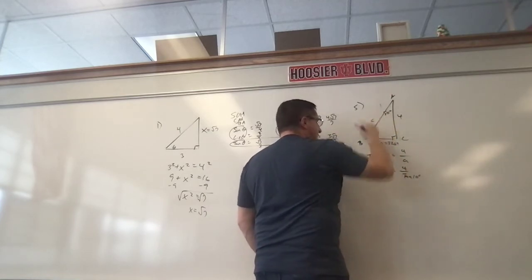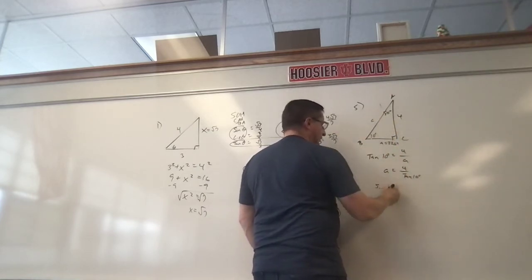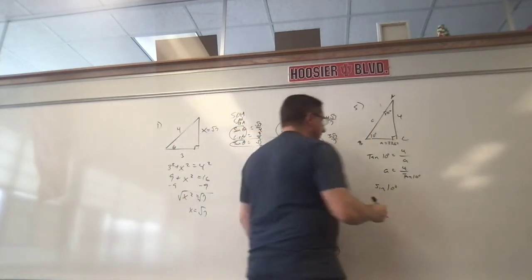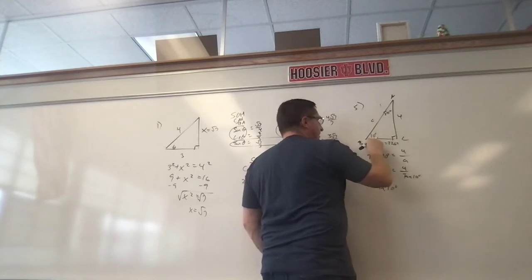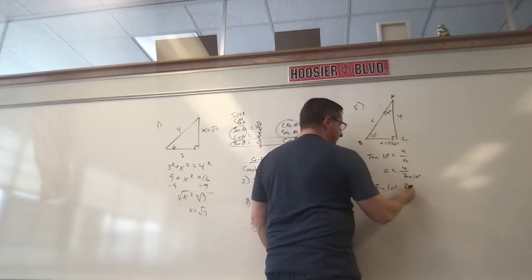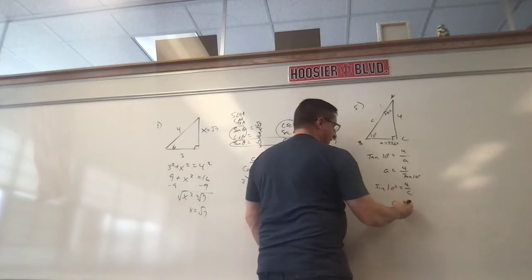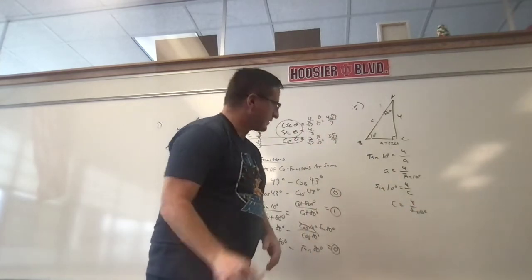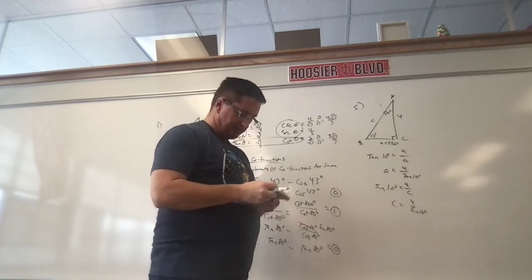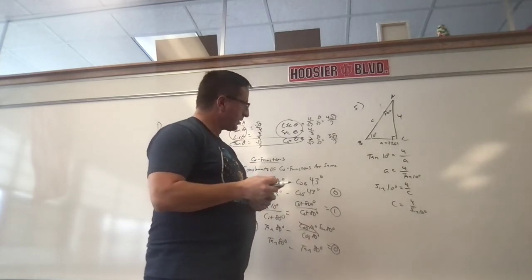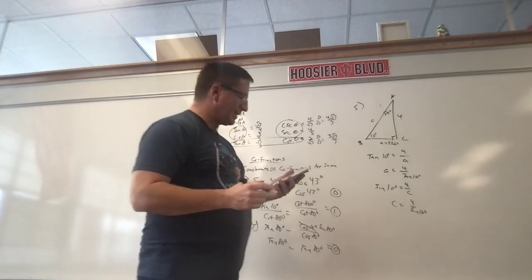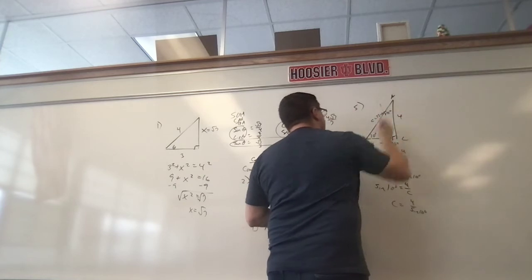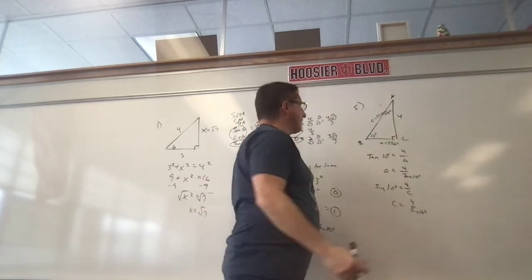So this is opposite my hypotenuse, so it's the sine. The sine of 10 degrees. Again, if you're wondering which angle to use, it doesn't matter. The sine of 10 is opposite over hypotenuse, 4 over C. Again, switch spots here. C equals 4 over the sine of 10. Type in 4 divided by the sine of 10, and you get about 23.04. You don't have to do this, but I usually check to make sure these look reasonable.